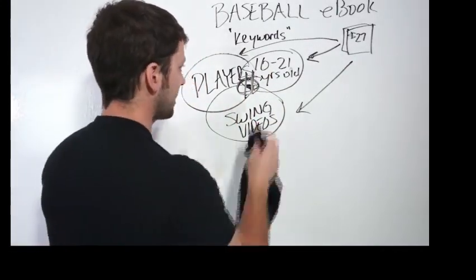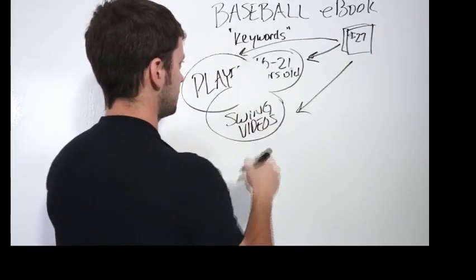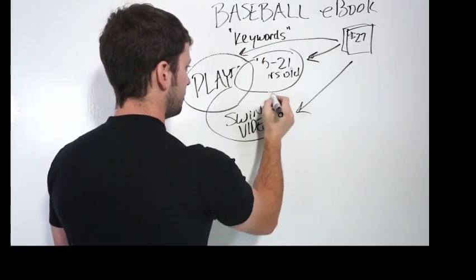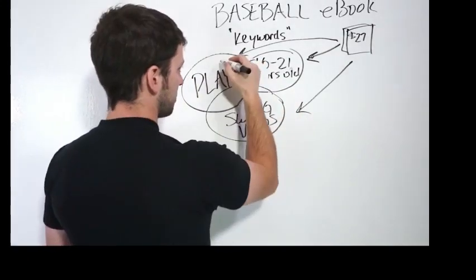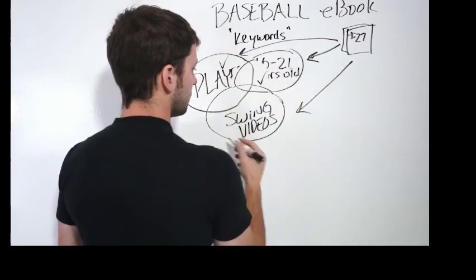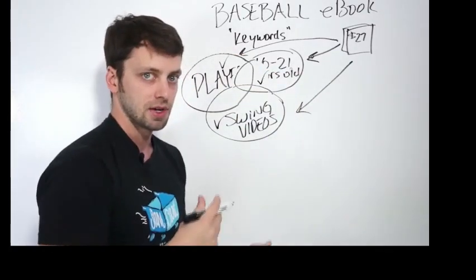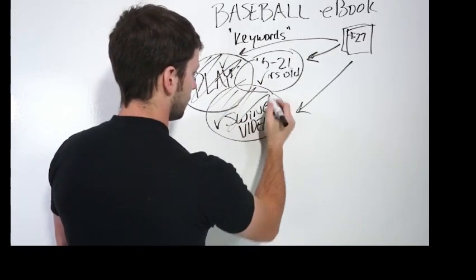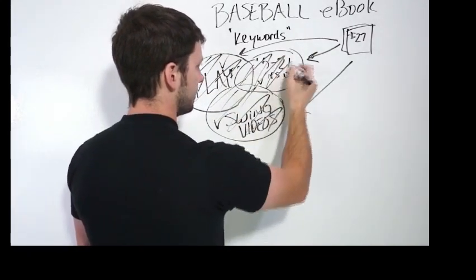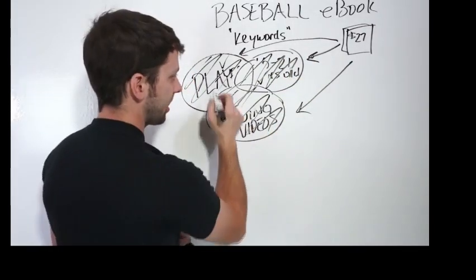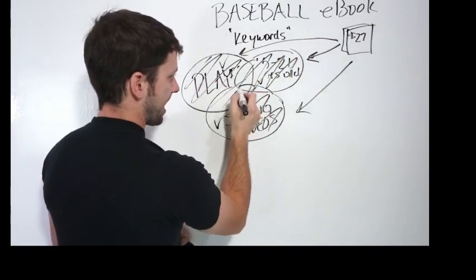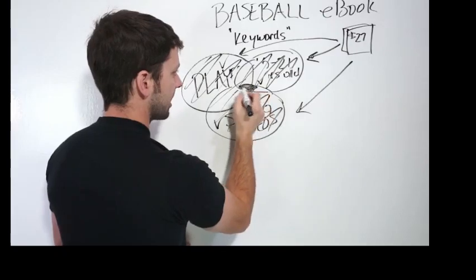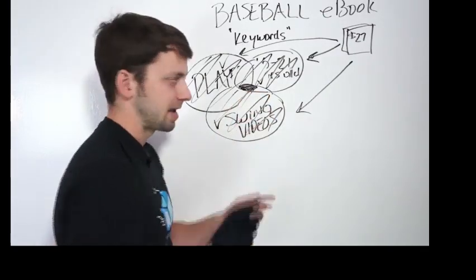Because back in the day, it didn't really work like this. If you put in baseball players and 16 to 21-year-olds and swing videos, your ad would get shown to all of these people. There was no segmenting out of all three of them have to be required, and you could just narrow down here. Because that's where the money is made.